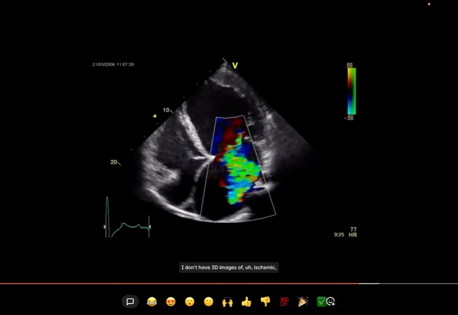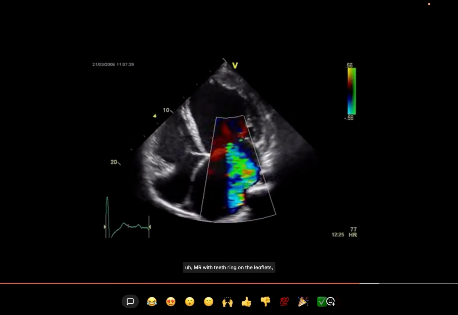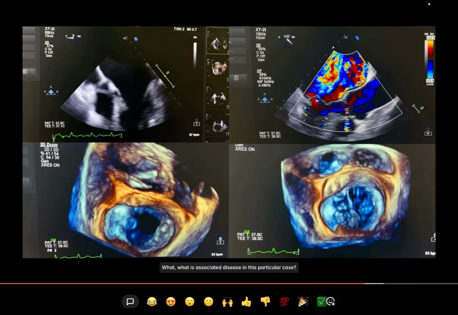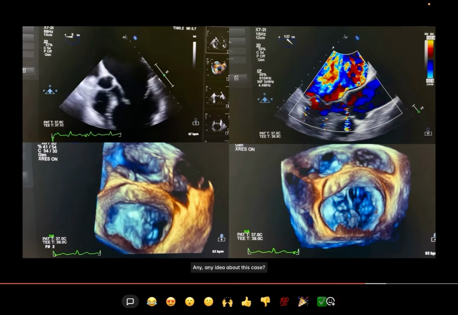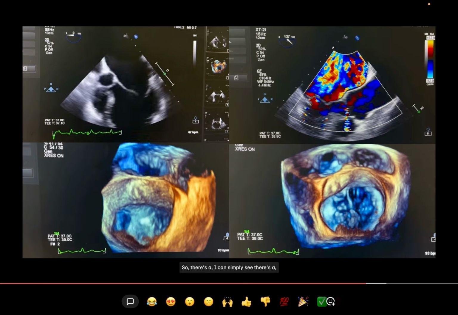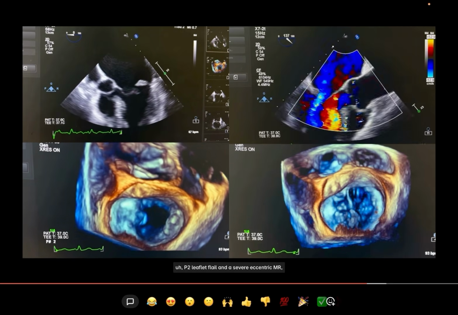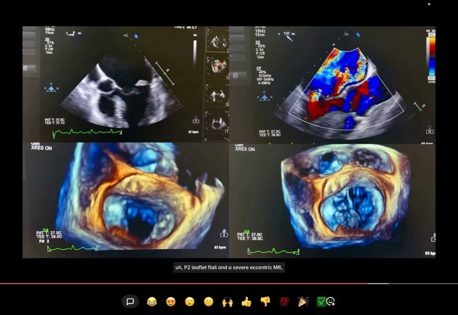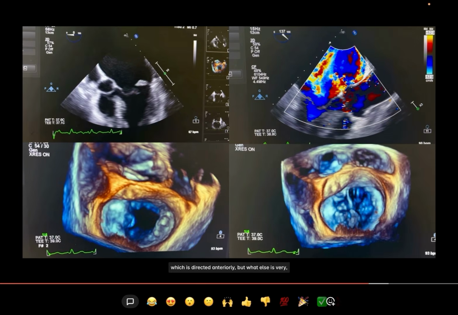I don't have 3D images of ischemic MR with tethering of the leaflets, so I'll just leave this part and go forward. The next topic is the significance of 3D in identifying the extent of associated disease. What is the associated disease in this particular case? Any idea about this case? I can simply see there's a P2 leaflet flail and a severe eccentric MR which is directed anteriorly.